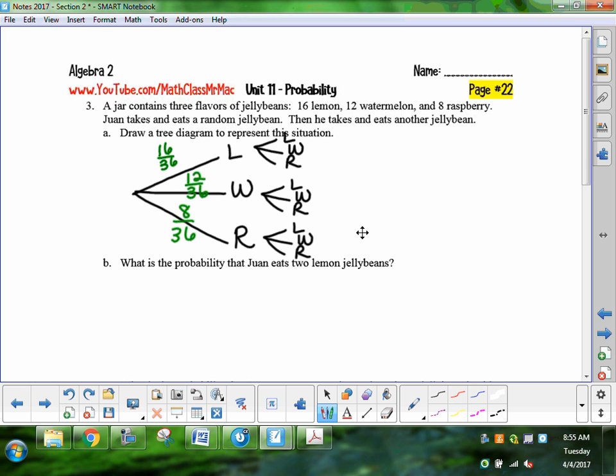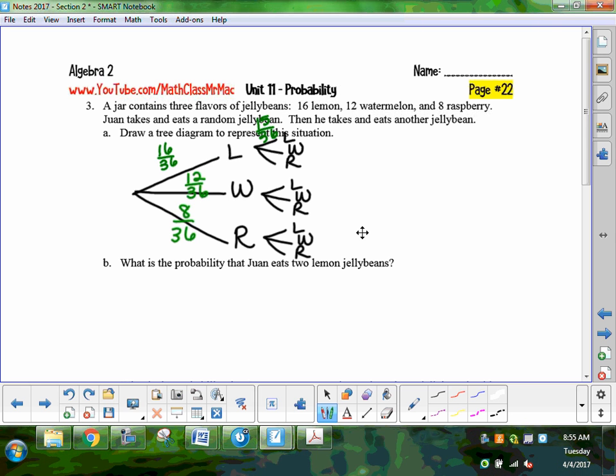Careful. You've gone in, you've got this jar in front of you. You close your eyes, take out a lemon first time. Now you're making a second pick. What's the probability that that second pick, just the second one, is a lemon? It's not going to be the same. Be careful because you're ignoring what you did before, you know? 15 out of 35. Why is that the case, then?